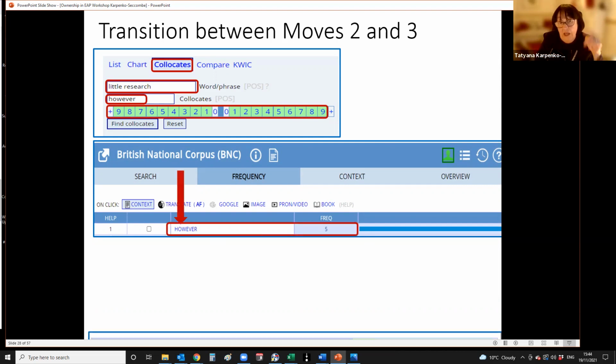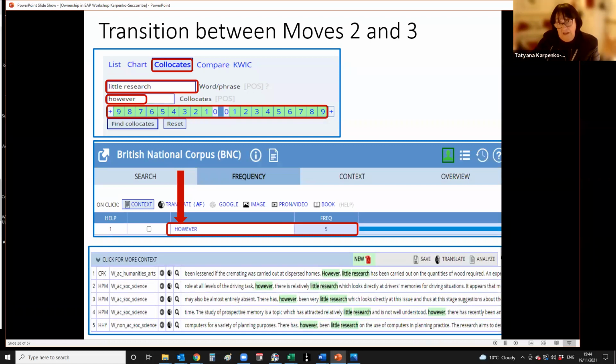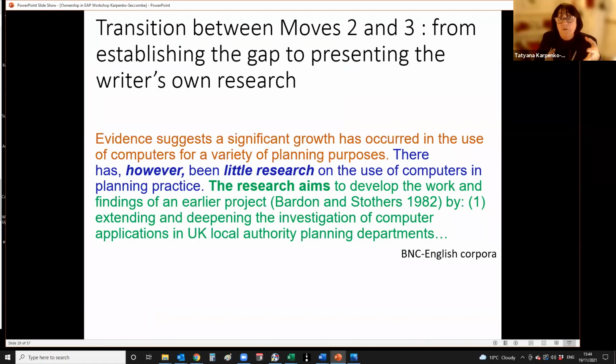So by pressing on however in the British National Corpus, I get a line where it occurs. And if that's not enough, by pressing on the source, I get examples, and the examples again are very, very indicative of how authors write. I was actually myself surprised how many authors follow this really rigidly, this scheme of going from one move to another. So here: evidence suggests, talking about previous research, significant growth, indicating significance, then however the gap, and then this research aims.